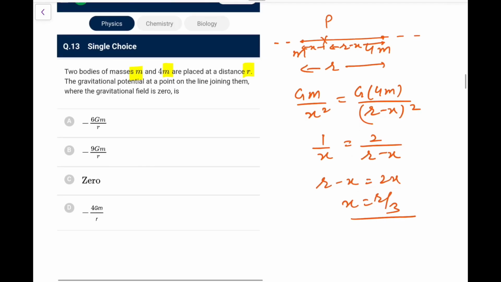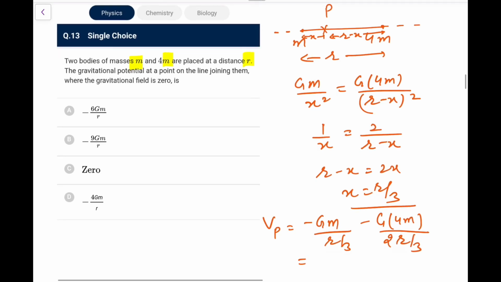So now we have to find the potential. So potential at P is first due to M is minus GM upon X, which is R by 3, and minus G 4M, remaining distance would be 2R by 3. So if you do this, minus 3 GM by R, and minus 4 into 3 by 2, that is 6 GM by R. So it comes out as minus 9 GM by R. Go for option B. That is the answer.